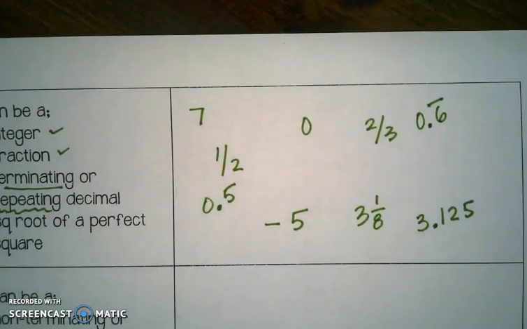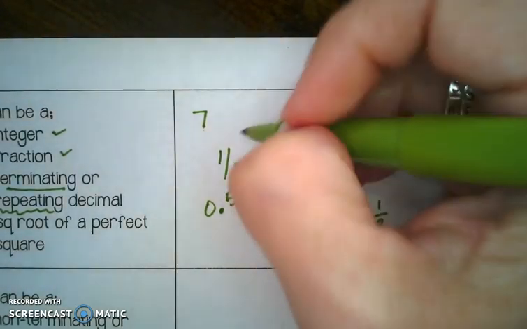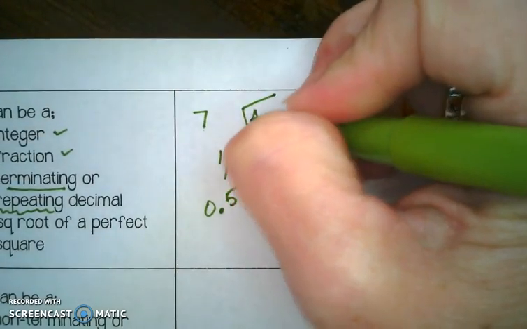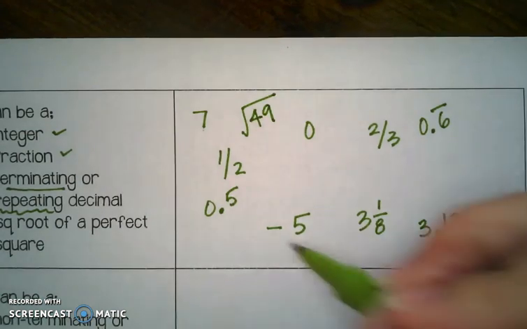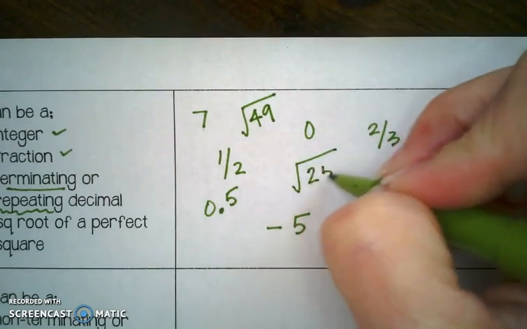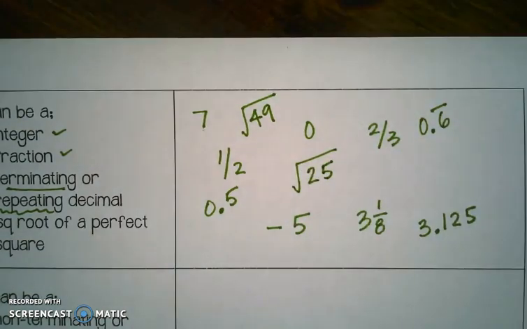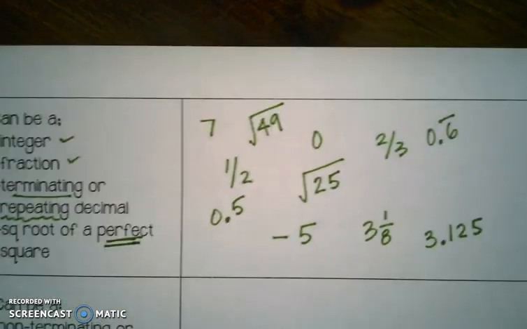Last one is square root of a perfect square. So we have 7 right here. So if we have 7, it would make sense that the square root of 49 would be allowed. If we have a -5, it makes sense that the square root of 25 would be allowed. So if it's a square root of a perfect square, and those were the ones that you made your flashcards for.